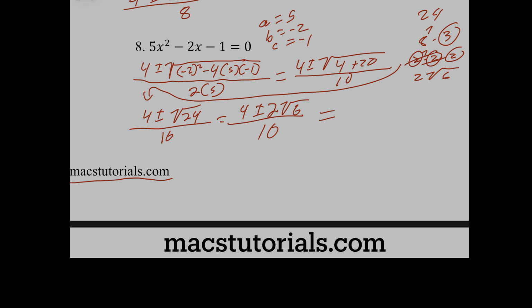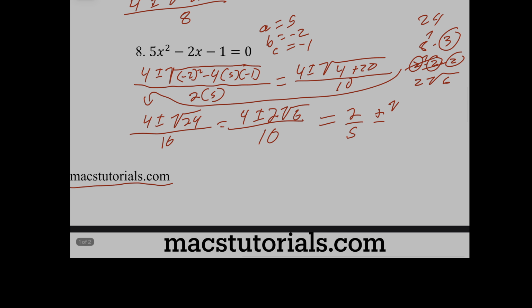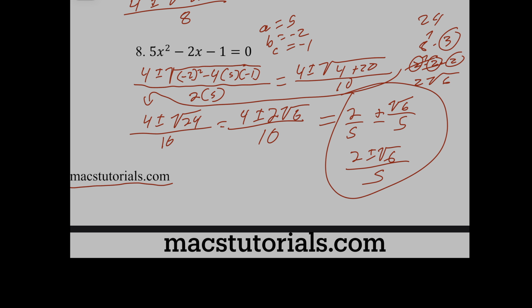Now, I'm going to do this the quicker way. I'm now going to reduce 4 and 10, which will give me 2 over 5, plus or minus, but I also got to do 2 over 10, which will be 1 over 5. So this will be root 6 over 5. Okay, I could also write it 2 plus or minus root 6 over 5. That works too. Okay, so either way, both of these answers are correct.